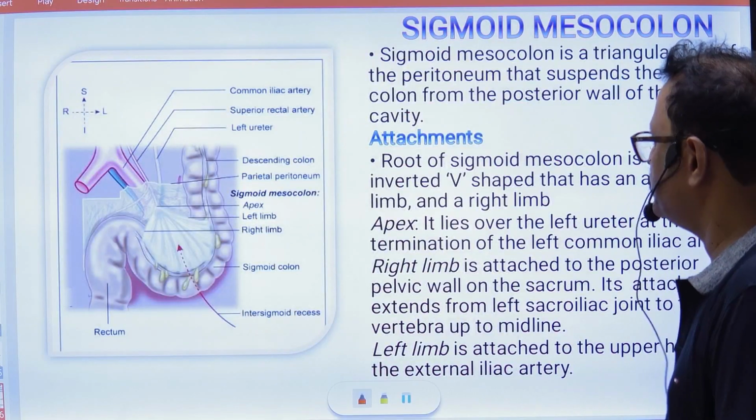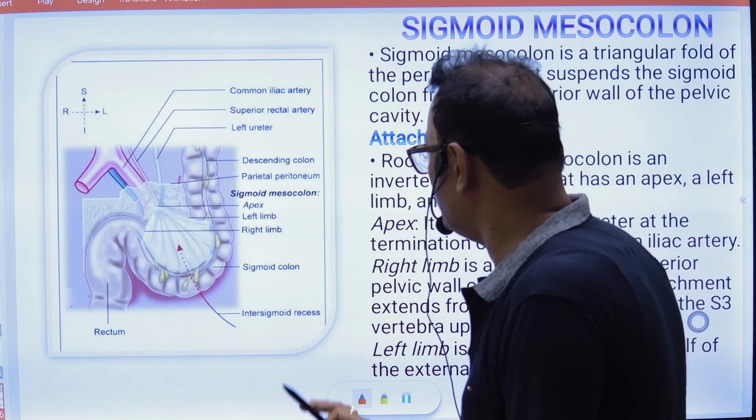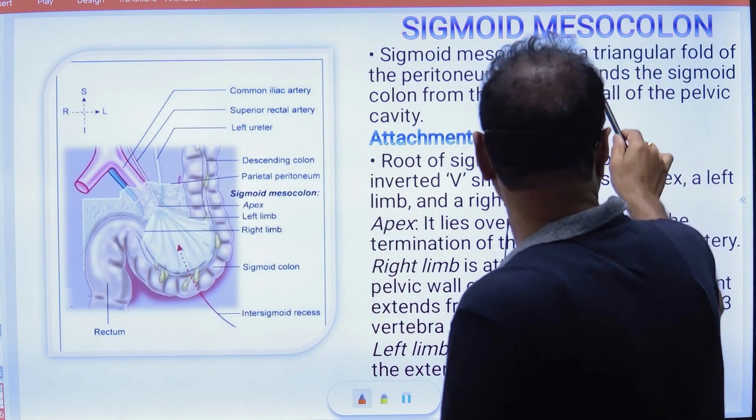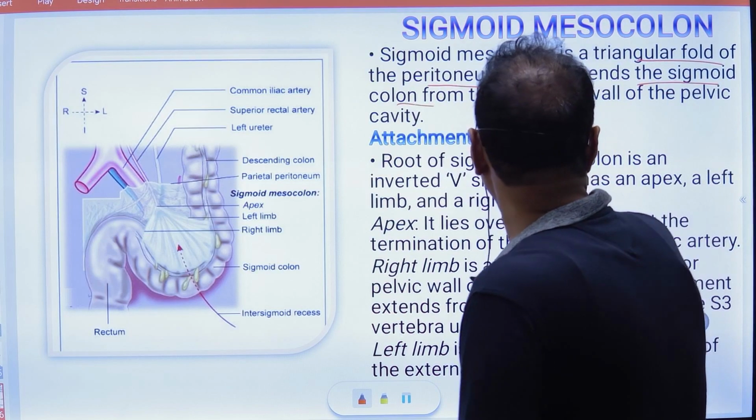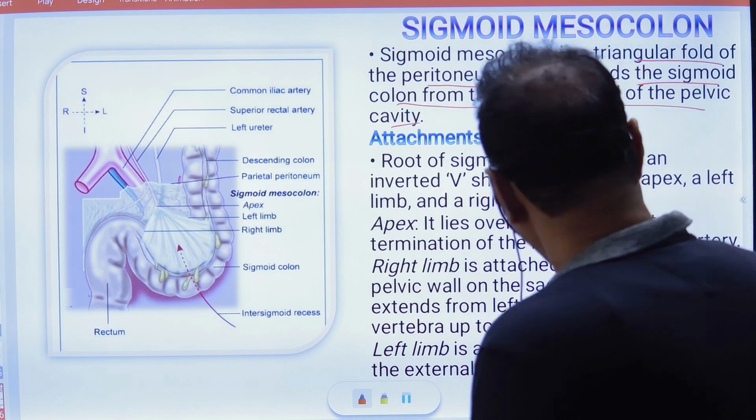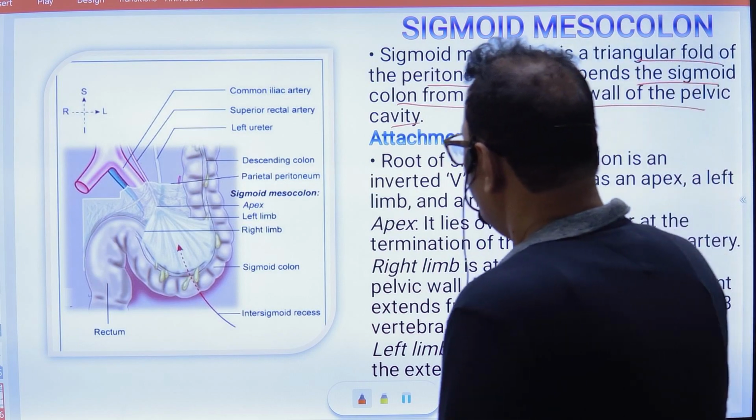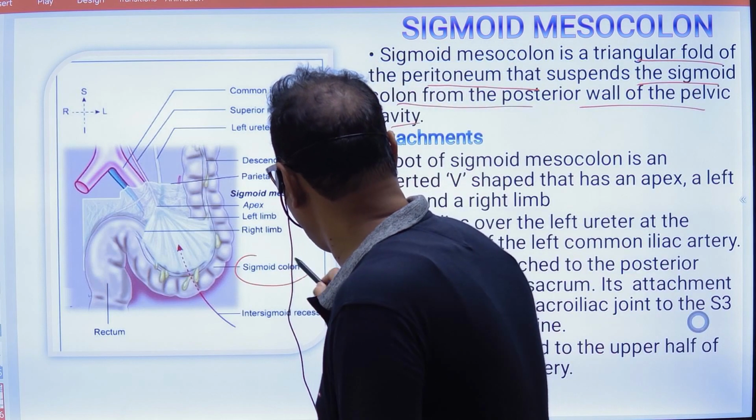Now next we have the sigmoid mesocolon. The sigmoid mesocolon, as the name suggests, includes the sigmoid colon only. It is the triangular fold of the peritoneum that suspends the sigmoid colon from the posterior wall of the pelvic cavity. It will hang the sigmoid colon from the posterior wall. So we have the sigmoid colon over here.